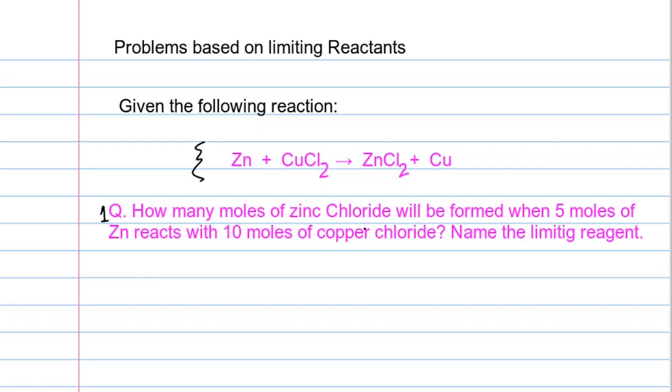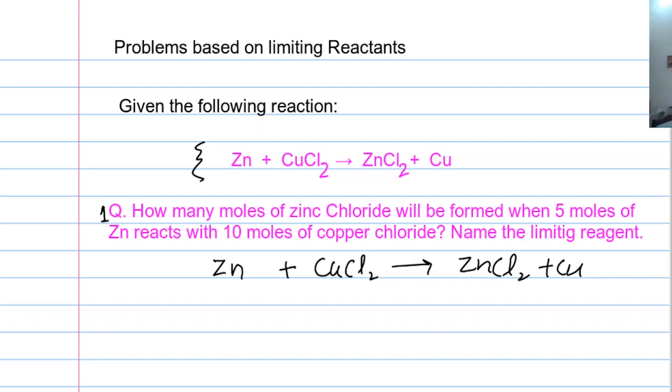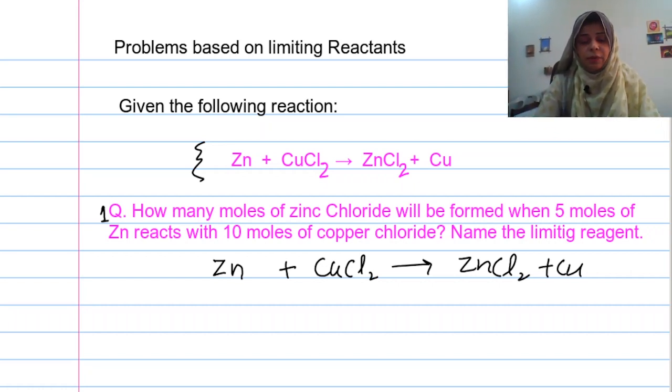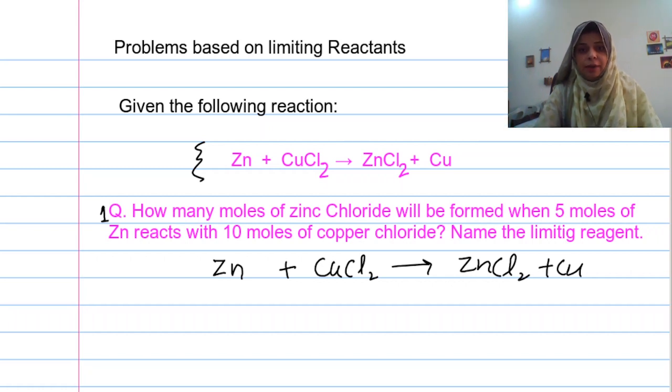So this is the standard one for how we are going to calculate things. How many moles of zinc chloride will be formed? We have to calculate the moles of zinc chloride using 5 moles of zinc reacting with 10 moles of copper chloride. This is our reaction, zinc plus copper chloride gives zinc chloride plus copper. How will we calculate the moles?